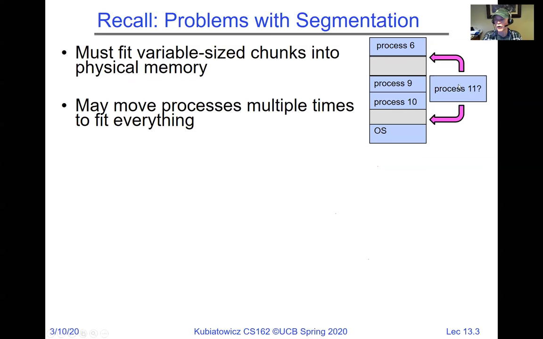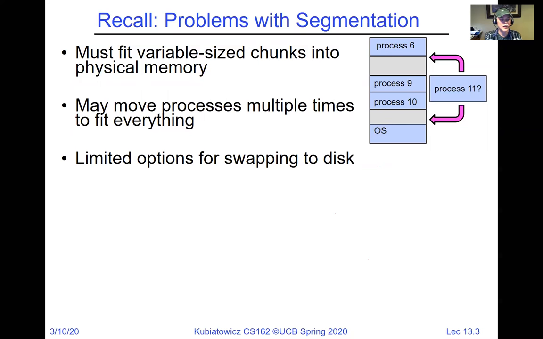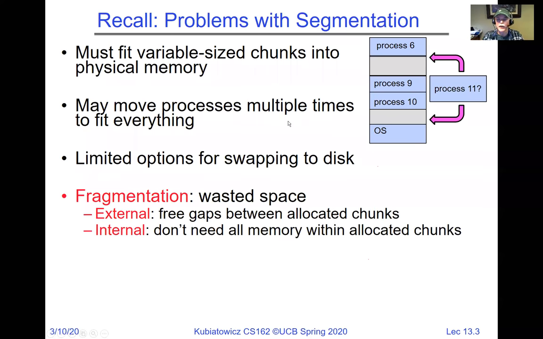For instance, perhaps process 11 doesn't fit in either of these chunks, so we might have to actually copy process 9 and 10 up so that we make room for process 11. And that's a lot of overhead. This basically gives us pretty limited options for swapping to disk. We basically have to swap out the whole thing. We have to deal with fragments. This fragmentation problem is essentially a wasted space problem, because notice that right now these 2 chunks of unused memory can't be used by anybody. So that's actually external fragmentation.